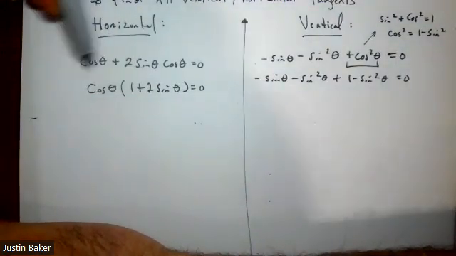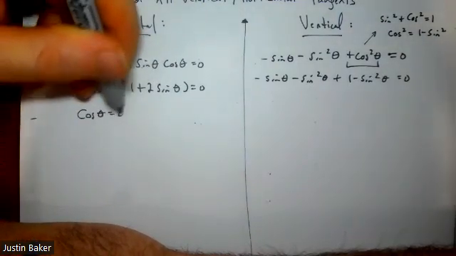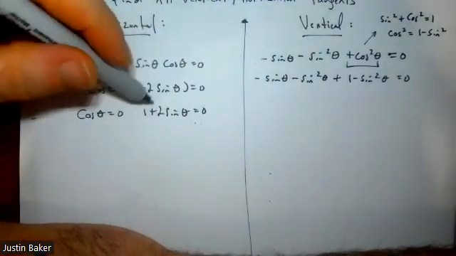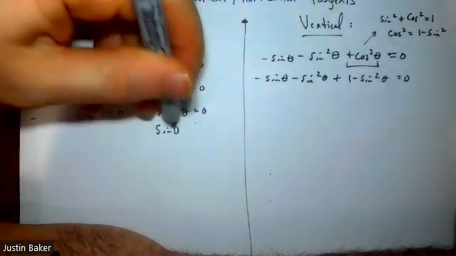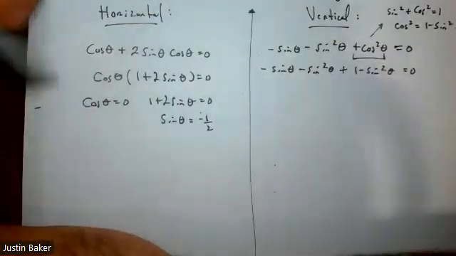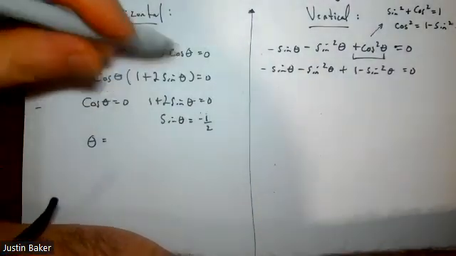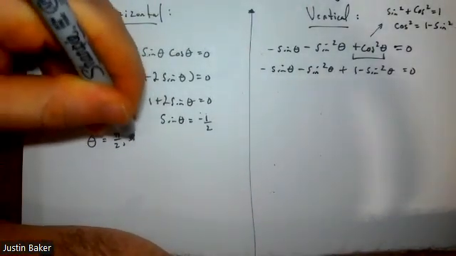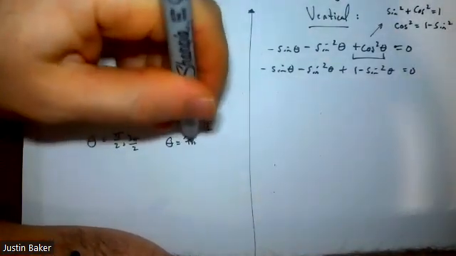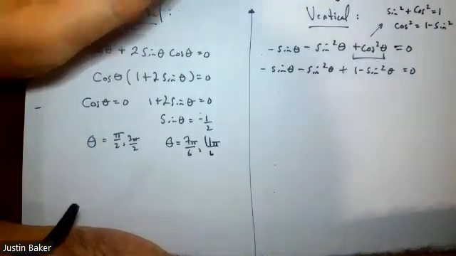So for the first one, we can take out a cosine theta. That leaves us 1 plus 2 sine theta. And setting these equal to 0, cosine theta is 0. And then over here, this would be sine theta is negative 1/2. And then we need to go answer where at for these. So where is cosine theta equal to 0? That would be pi over 2, 3 pi over 2. Where is sine equal to negative half? That is 7 pi over 6, and at 11 pi over 6.